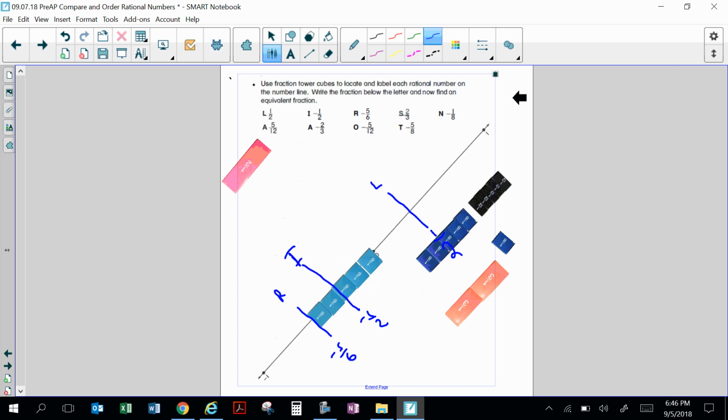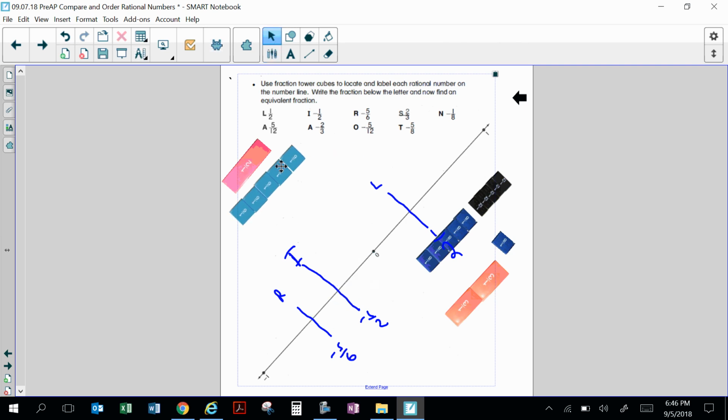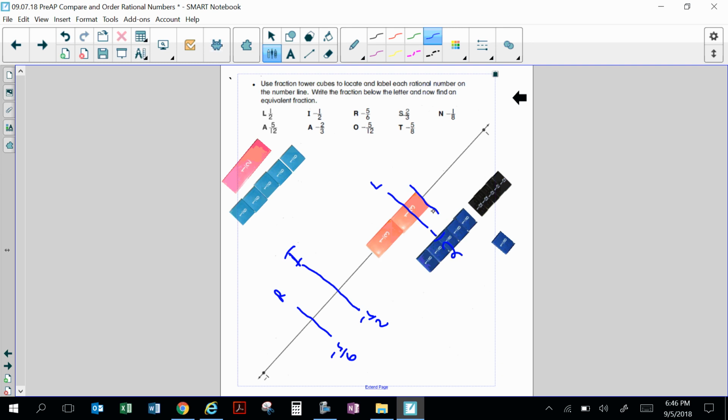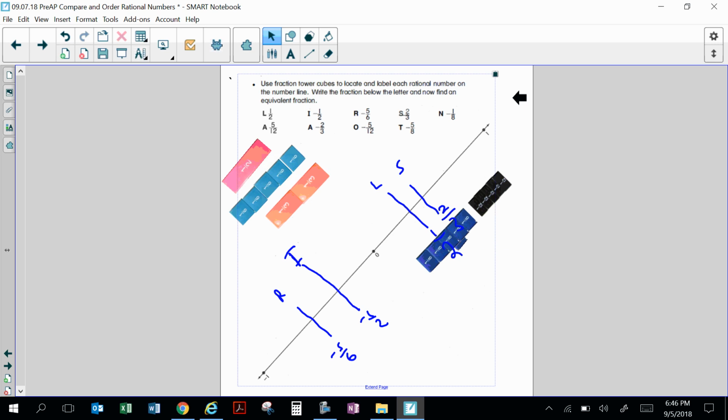The next one is 2/3. That's going to be right of 0, so it goes right here. Let me mark it. 2/3 right here, and that's S. Next one is N, negative 1/8. That's left of 0. It's not a very large, not a very small negative fraction, so I'll mark it right here. That would be N, negative 1/8.